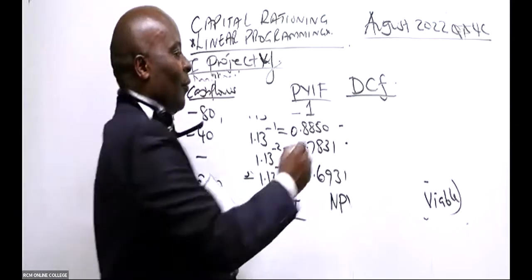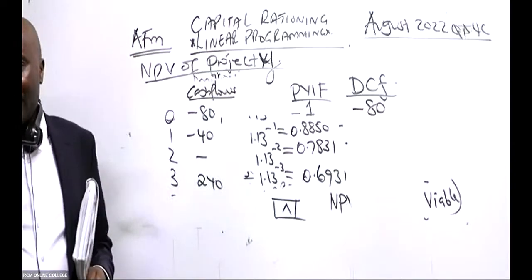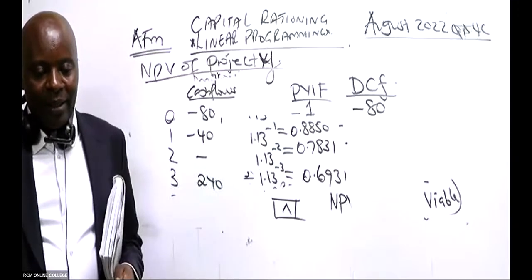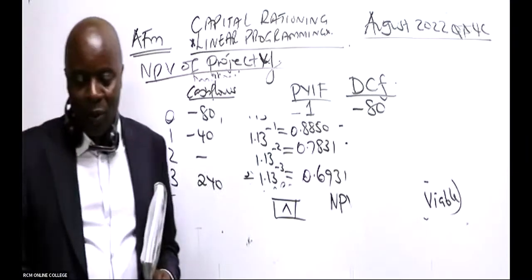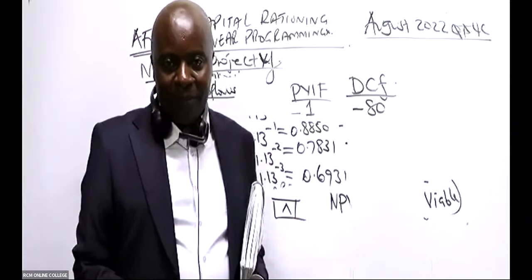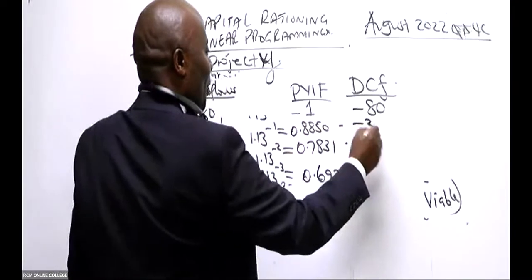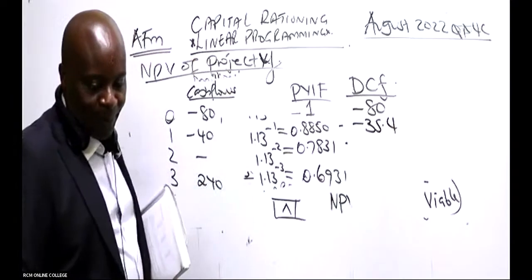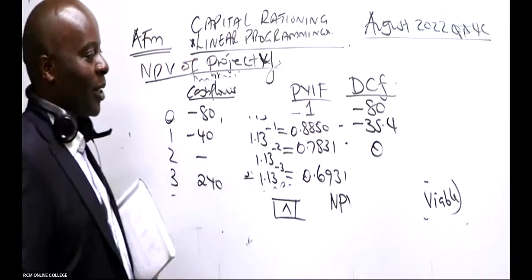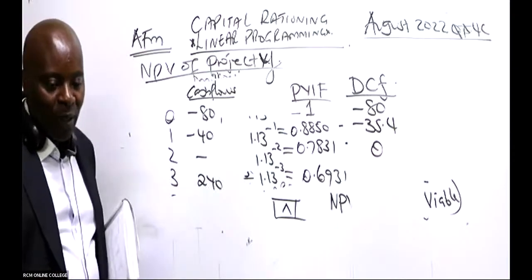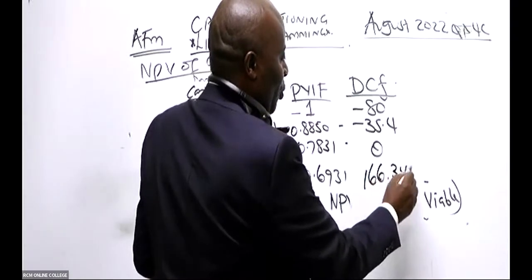So according to LinkedIn, the first one is minus 80. How about the second one? Physical students, you should be able to respond and help me, because if you keep quiet, who will help me? The second one, negative 35.4. Thank you so much. And the third one is 0. The third one, you can see it by yourself. And then the fourth one, according to LinkedIn, it is 166.344. Thank you so much.